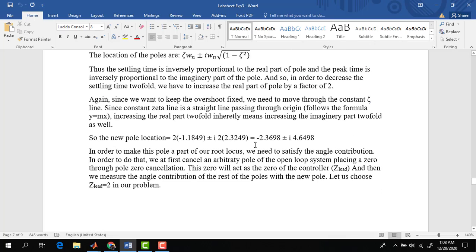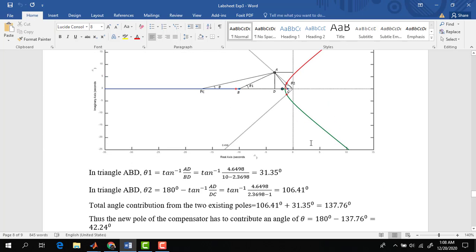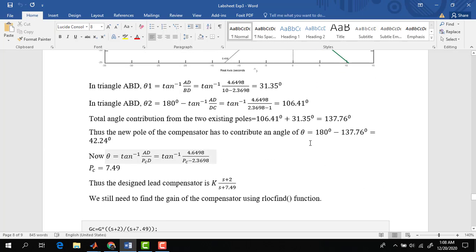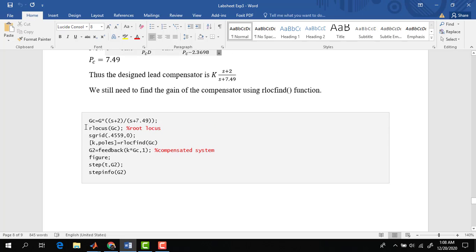Now we have designed our new pole by just multiplying by 2, and then we have calculated the pole and zero manually. And for the next part of the code, we have our controller GC, and this is the compensated system. So we will multiply our original open loop function with the compensator (s plus 2) by (s plus 7.49). Again, we will plot the root locus of the open loop system. We will plot the dashed line for a particular zeta with the sgrid command. We will again identify the intersection of our root locus and the sgrid line with rlocfind.